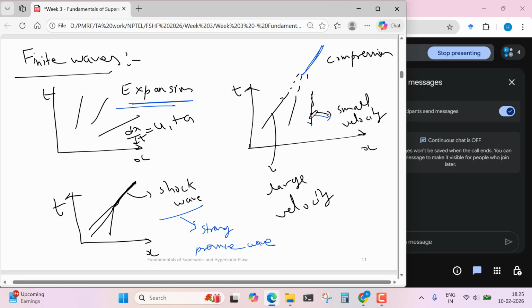initially it will have a small velocity, and later waves will have large velocity. So let's say there are multiple waves. Initially it will have low velocity and later it will have large velocity. So as they move forward, they will coalesce into each other and make a stronger wave. That's how a shock wave is formed.